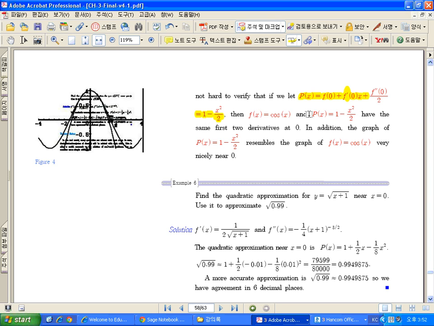Let's consider these two curves. This one is the cosine function, and this P of x, which is 1 minus x squared over 2, is a curve like this. These two curves are pretty much similar near x is equal to 0. This shows this quadratic approximation works very well near a given point. Understand? Not like the linear approximation, which was just a straight line and looks totally different from the cosine function.